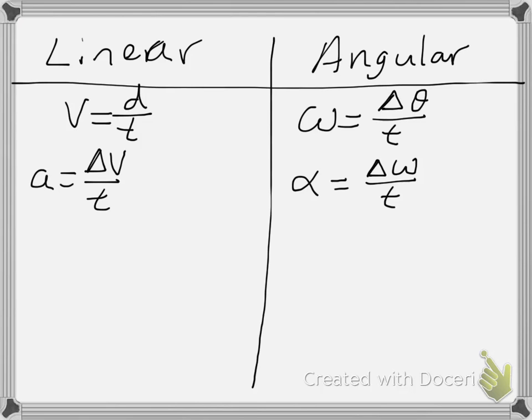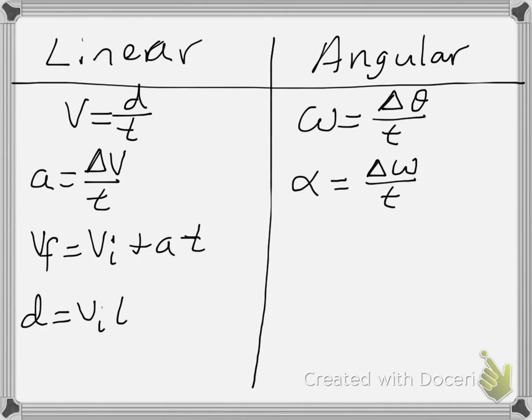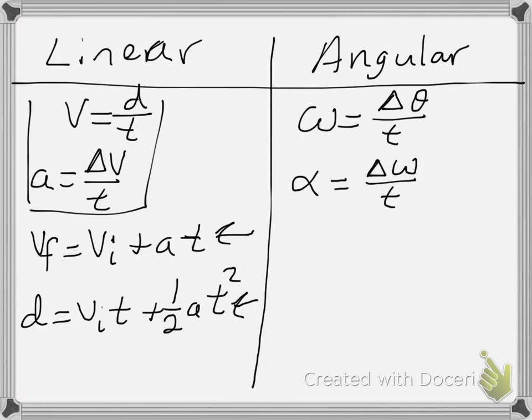But we also had a few other equations. We had v final equals v initial plus at, and we had d is equal to vi t plus 1/2 at squared. And the question is, do these two equations have angular analogs just as these two equations do? And the answer is yes. All we have to do is substitute our values.